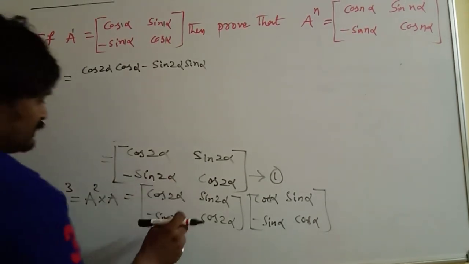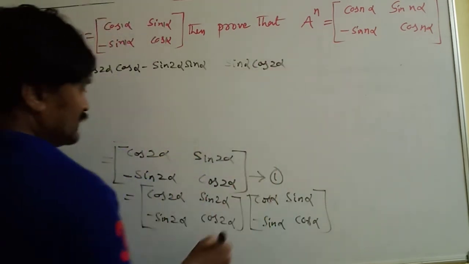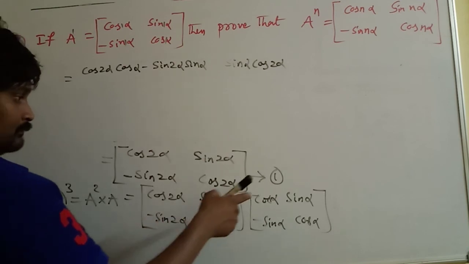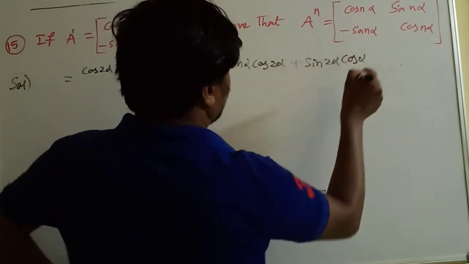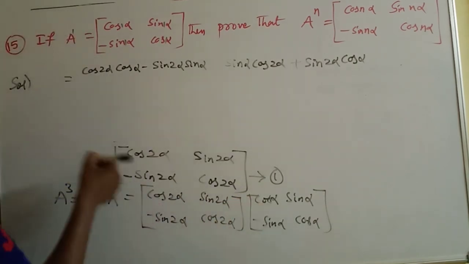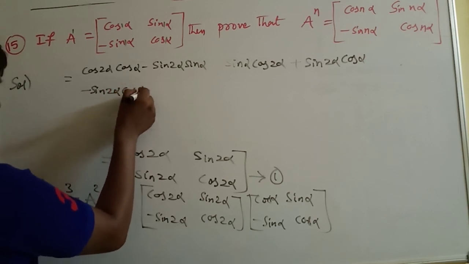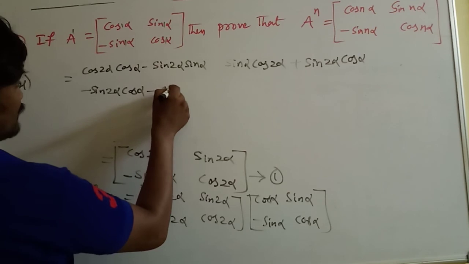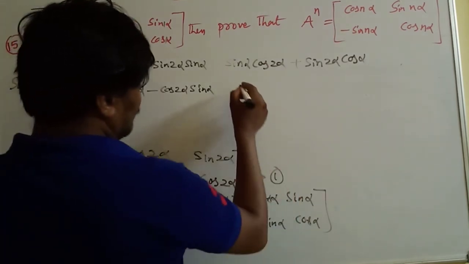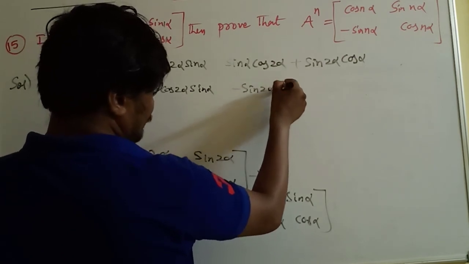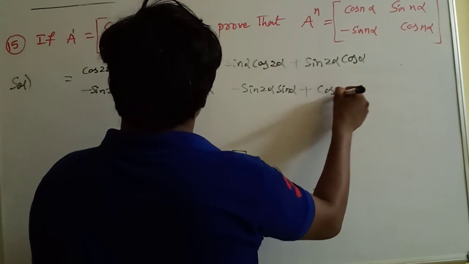Now, what we need to do next? Next one here, cos 2 alpha sin alpha. So right here, sin alpha cos 2 alpha. Next, after this, what is there here? Sin 2 alpha cos alpha. So plus sin 2 alpha cos alpha. Next one, minus sin 2 alpha cos alpha, minus sin alpha cos 2 alpha, minus cos 2 alpha sin alpha. Next, after this, minus sin 2 alpha sin alpha. Next, cos 2 alpha cos alpha. So that becomes plus cos 2 alpha cos alpha.